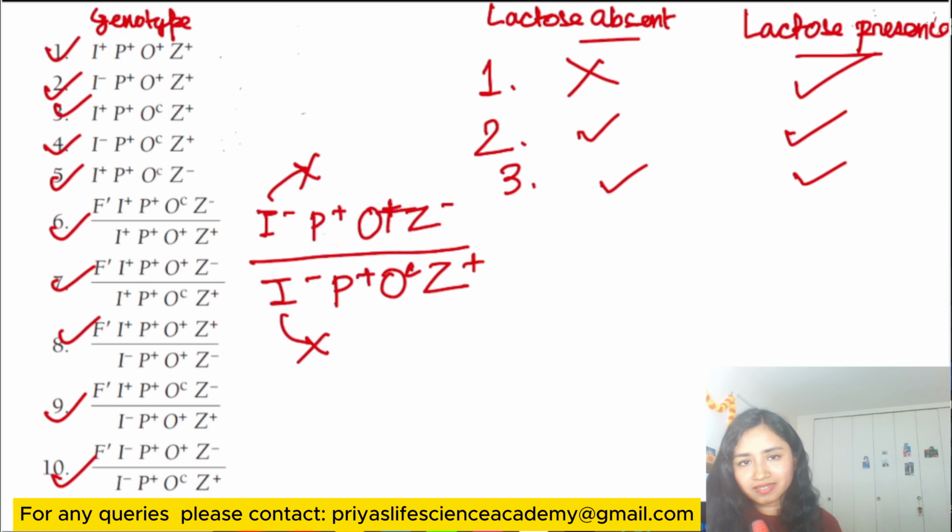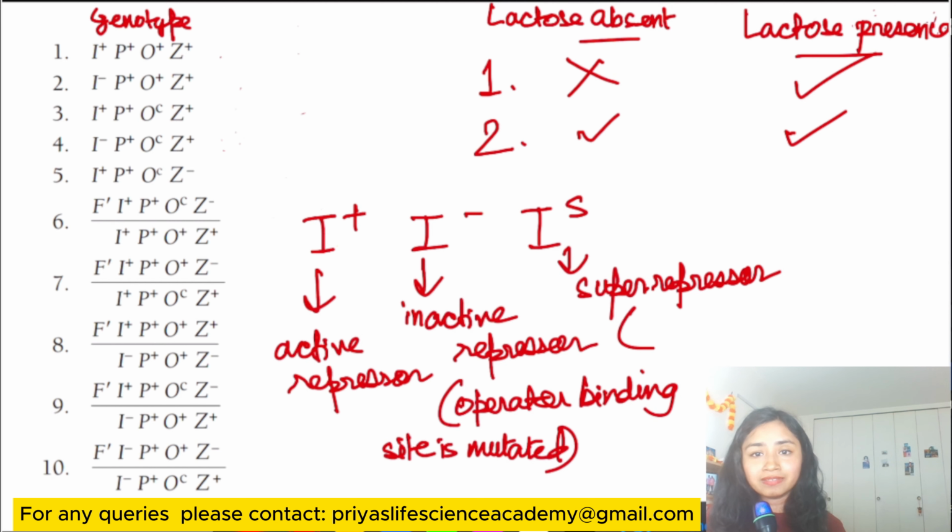Operator binding site is mutated. Okay, and IS produces super repressor. Here, the inducer binding site is mutated.